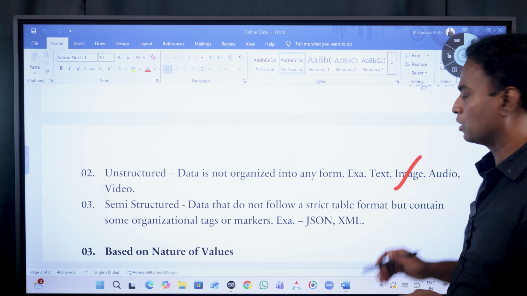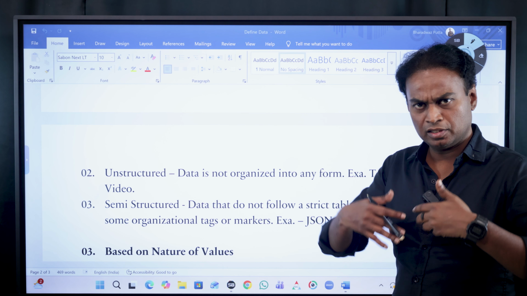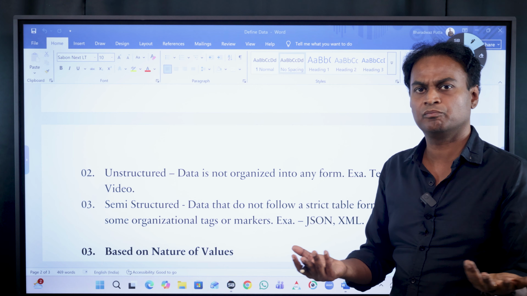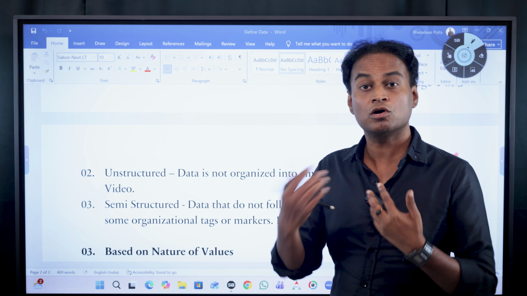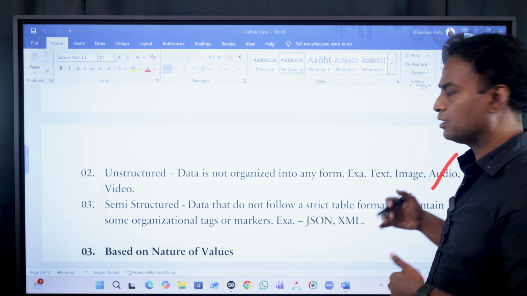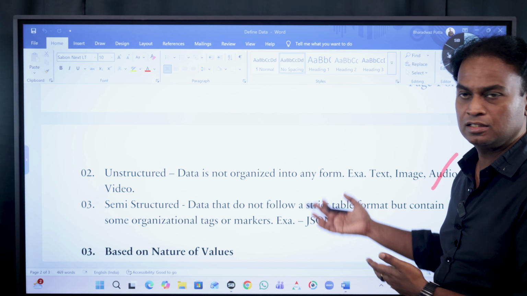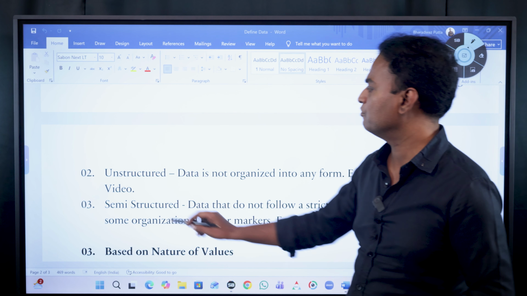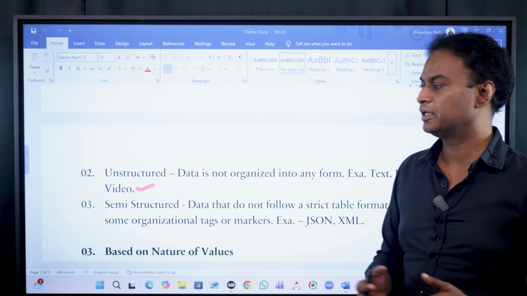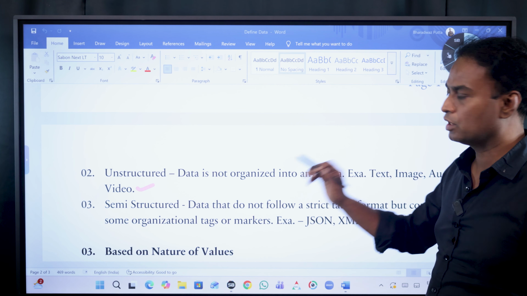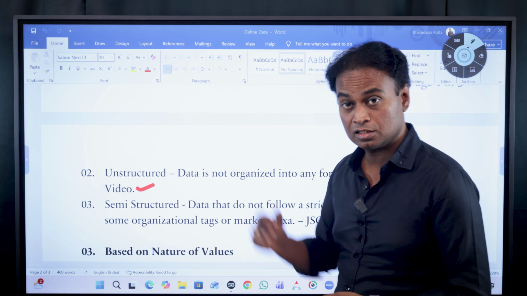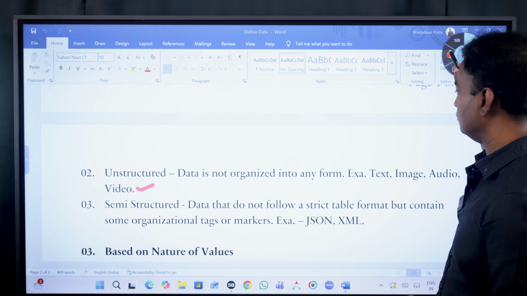In the same way, if you have an image, the data in the image is not stored in a particular format. Any audio file, any voice file, the data of the voice is not arranged in rows and columns. In the same way, video has data that is not organized in any format. So text, image, audio and video data are considered unstructured data.